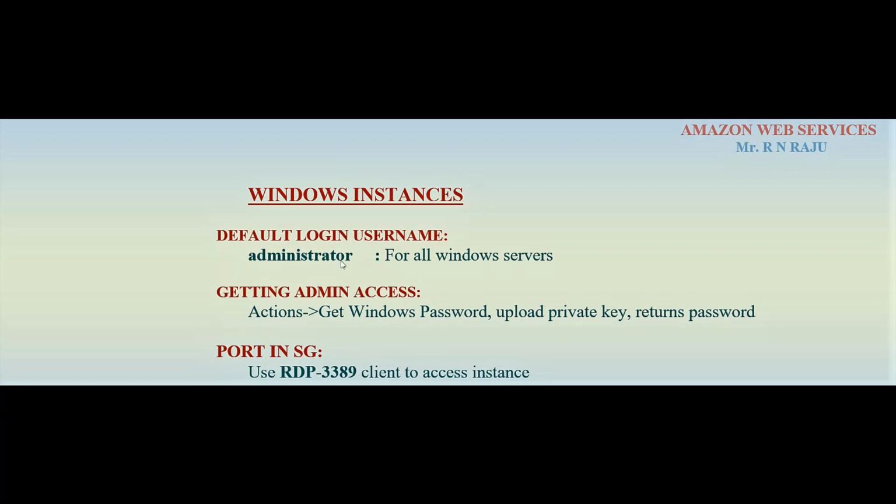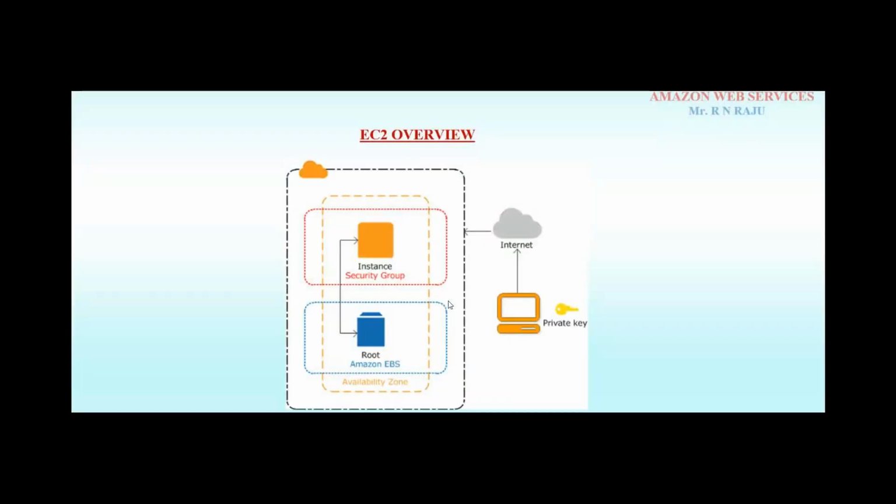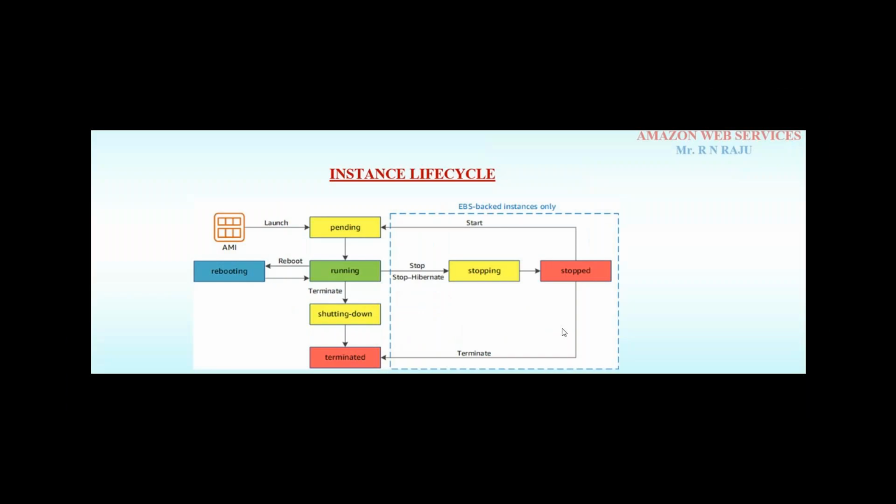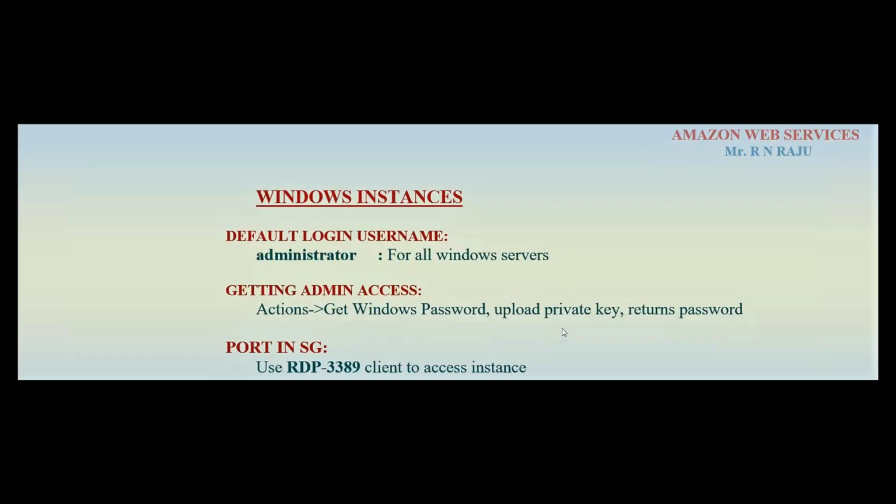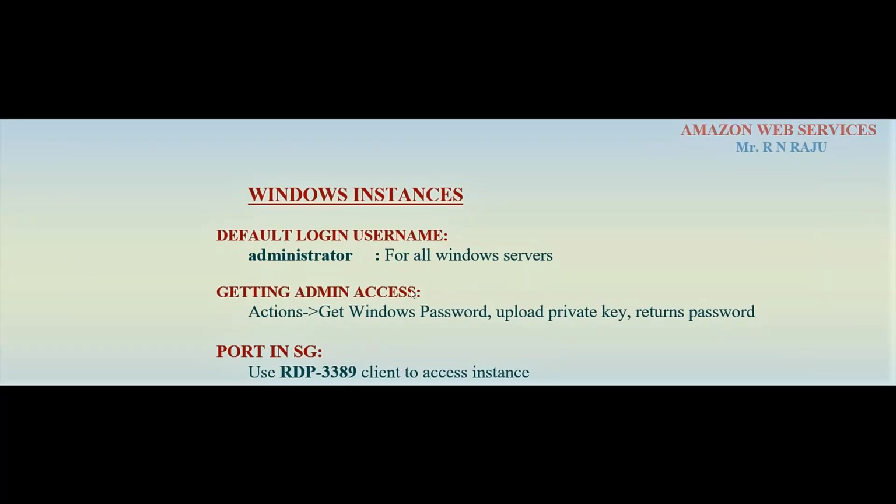And what about the password? The password is how you get admin access. We have some steps to get your password. After creating the instance, you go to actions and get the Windows password, using the key you downloaded. Just now I told you in the architecture, it is a private key. So you can upload the key and get the password. I will show you practically, then it will be clear.